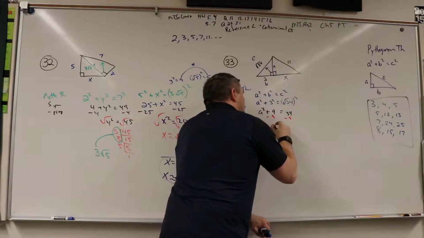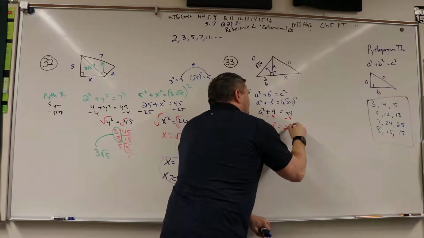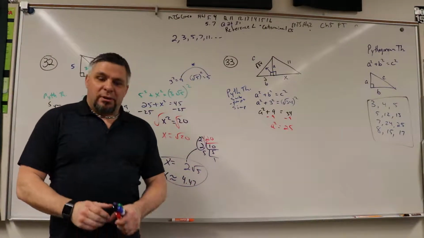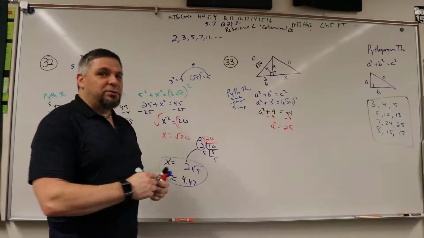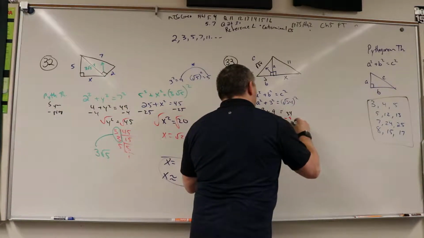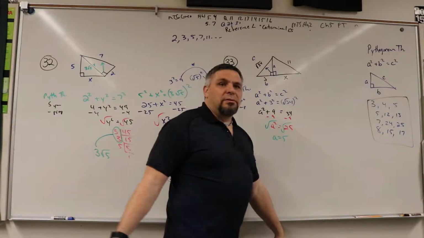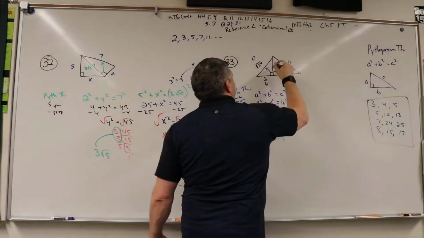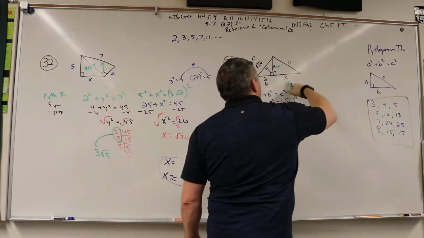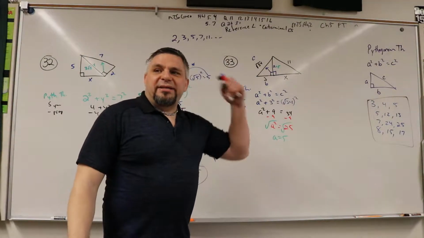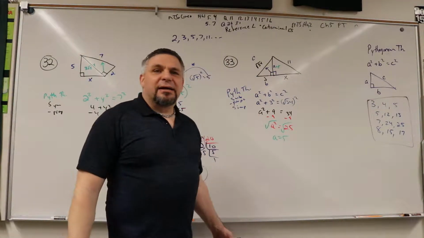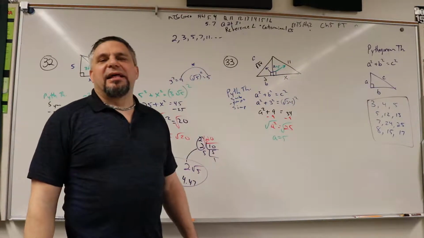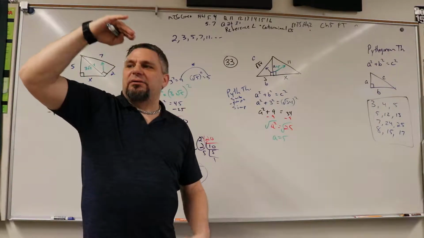Subtract. So A squared is equal to what? 25. Oh, snap. What's the square root of 25? Come on now. 5. There you go. We didn't even have to break that one down. That was easy. So we know this is 5. So we have 5, 11, and X. What is C? 11. It's always across from that right angle.